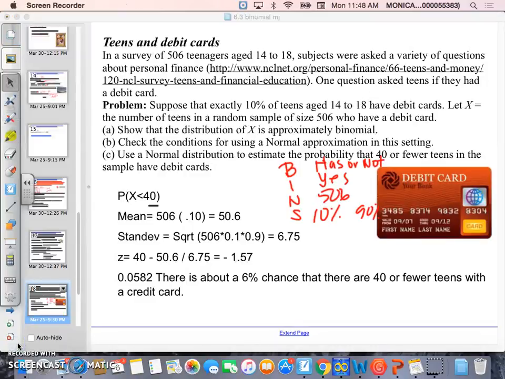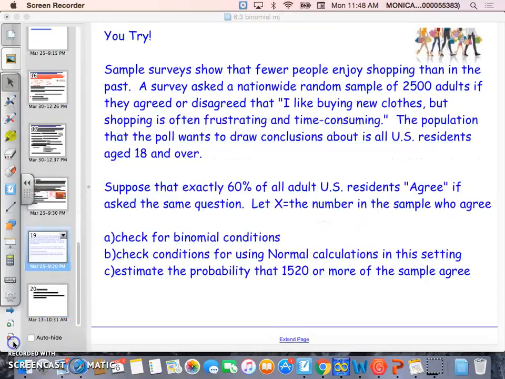Good idea to satisfy BINS first. So B is has or has not a debit card, independent, yes. There's 506 kids in question. Probability of success is 10% and 90%, and then the answers are all right here. So you want to go ahead and start here, pause the video, and I'll come back. Remember, check for BINS. That's what you're doing here.